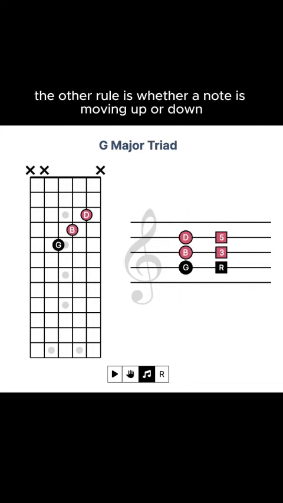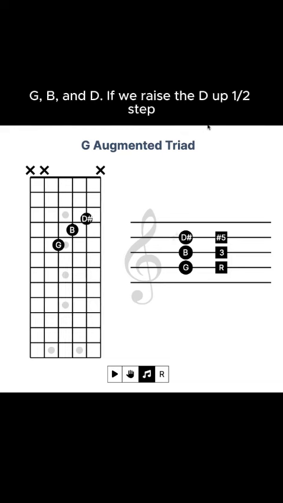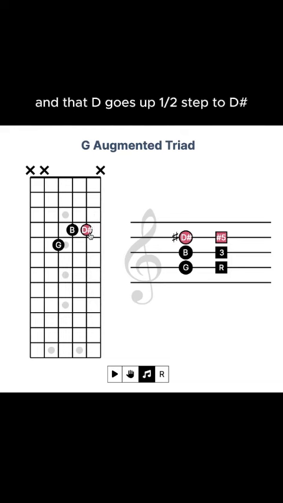So the other rule is whether a note is moving up or down. Here we've got just a standard G major triad, G, B, and D. If we raise the D up 1/2 step, that would make a G augmented triad, and that D goes up 1/2 step to D sharp.